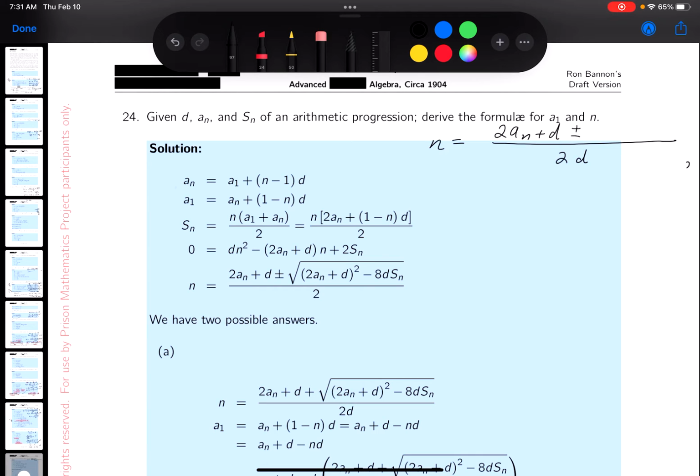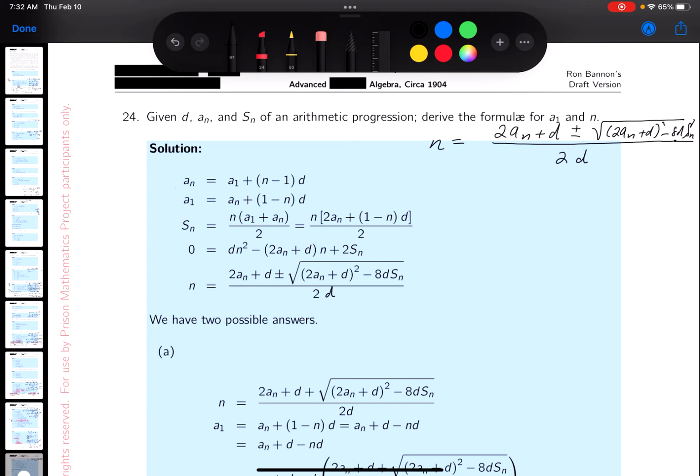Plus or minus the square root. Well, it's going to be the tough part. I always say it is. I have to square the coefficient on the linear term. That's 2AN plus D, squared. And then it's going to be minus 4AC, so minus 8DSN. There's an error in the key, and I see it now, but it'll be corrected. You're not going to see that in your notes, by the way. That should be a D.